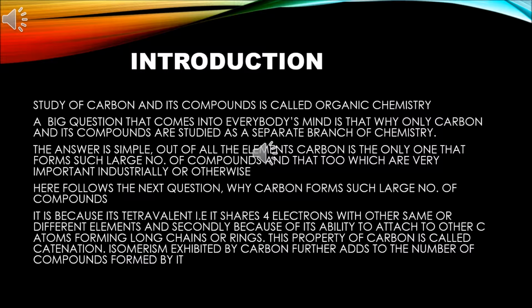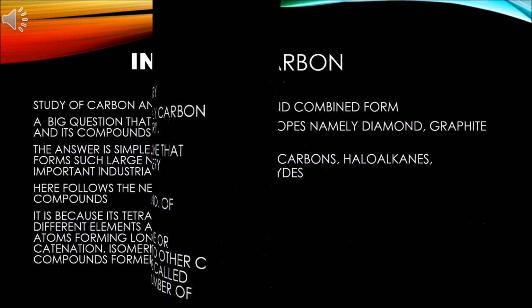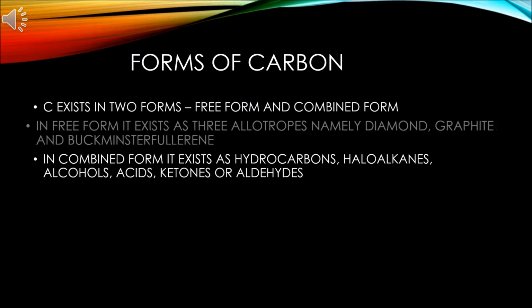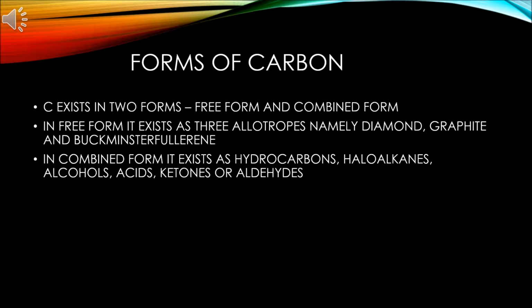Next comes how carbon exists in nature. Carbon basically exists in two forms, free form and combined form. In free form, it exists in the form of three allotropes, namely diamond, graphite and Buckminsterfullerene. All of these allotropes are made up of pure carbon only. The same can be experimentally proved by taking a sample of any one of these and burning it, which will result in the formation of carbon dioxide only. Now all these three allotropes are made up of only pure carbon, but yet their properties are entirely different from each other. This is because the arrangement of carbon atoms in the three of these is totally different.